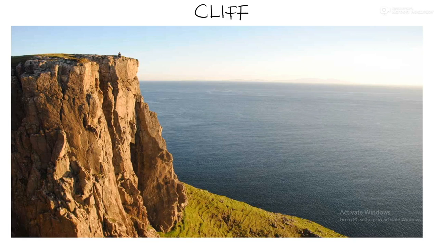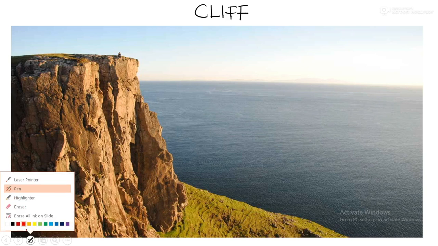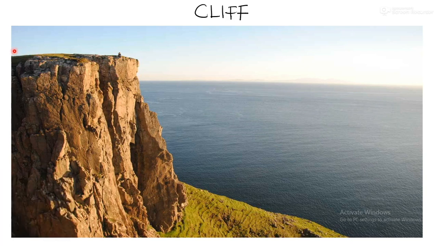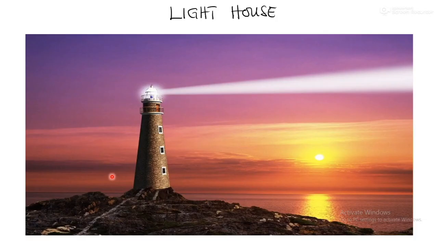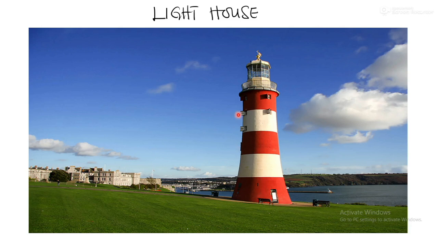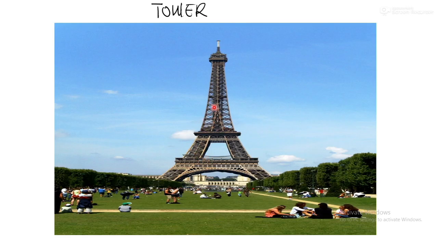So this is called a cliff. This is the sea, and what you see here is the cliff. This structure you see here is the cliff, and this is the sea. Good. Next image, this is a lighthouse. This is also a lighthouse, but this is in the daytime. This structure is the lighthouse. Then this is a tower.